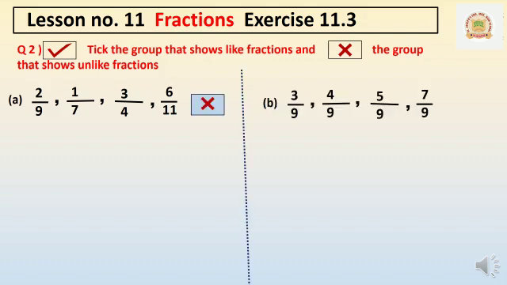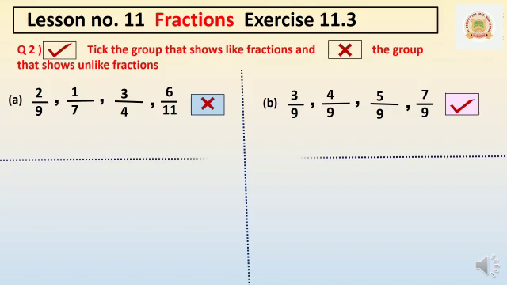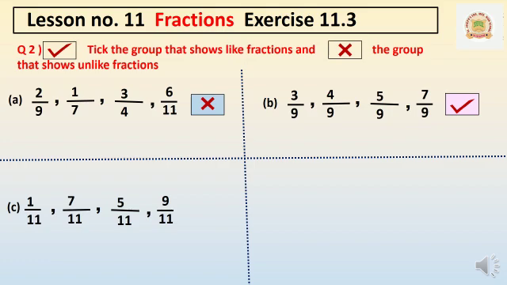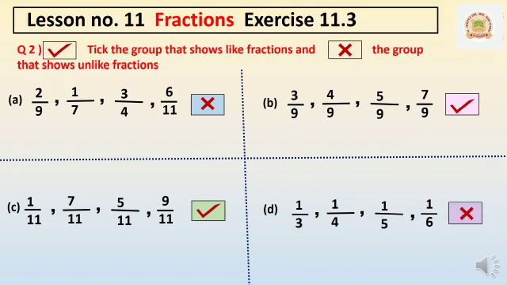Next question, children. In the B question, 3 by 9, 4 by 9, 5 by 9, 7 by 9. So here all the denominators are same. Then it will become like fractions. So put the right mark. Got the idea, children? Just observe here. All the denominators are same: 1 by 11, 7 by 11, 5 by 11, 9 by 11. So when the denominators are same, it will be like fractions. Next question, D. 1 by 3, 1 by 4, 1 by 5, 1 by 6. Numerators are same but denominators are different. So when denominators are different, it is called unlike fractions. So it's a cross mark.